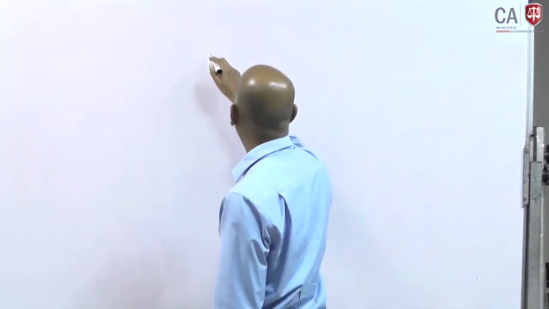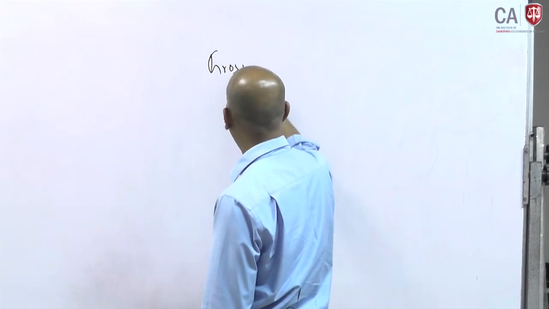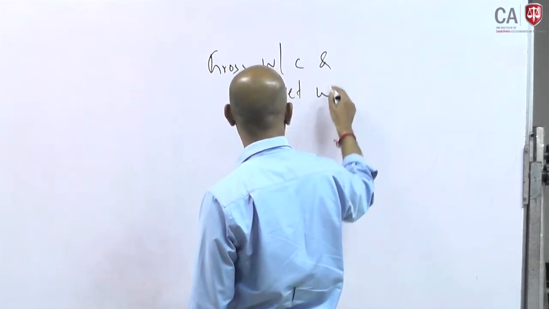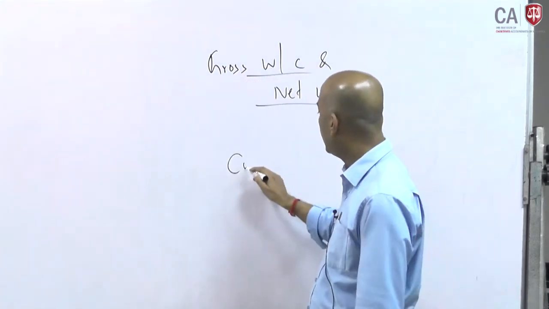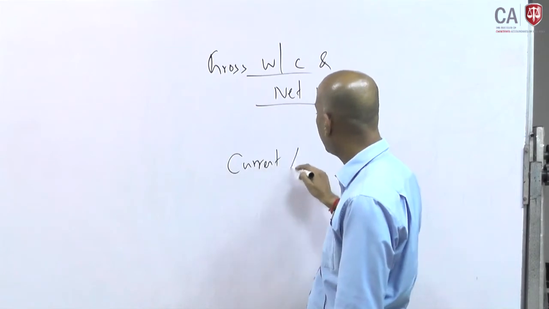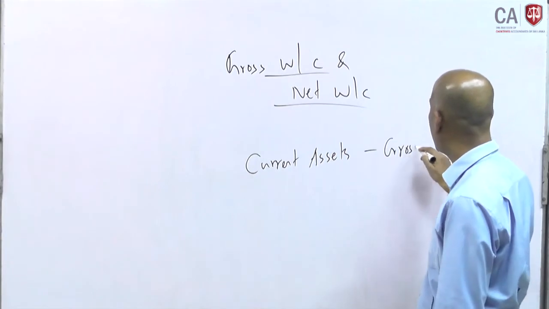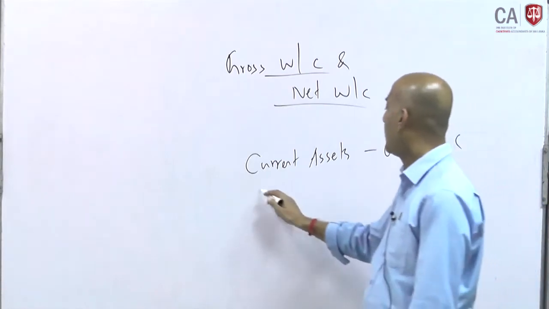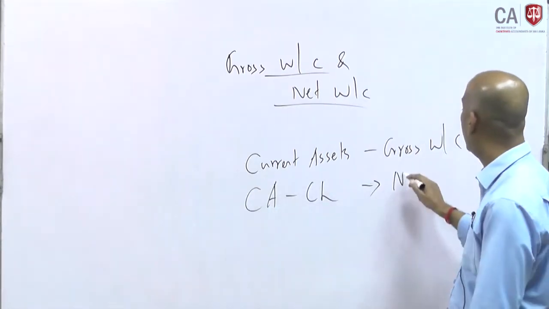You might see this about just calculation per se, gross working capital and net working capital. Just the differentiation between two terminologies. Total current assets is called gross working capital. Current assets minus current liabilities is called net working capital.